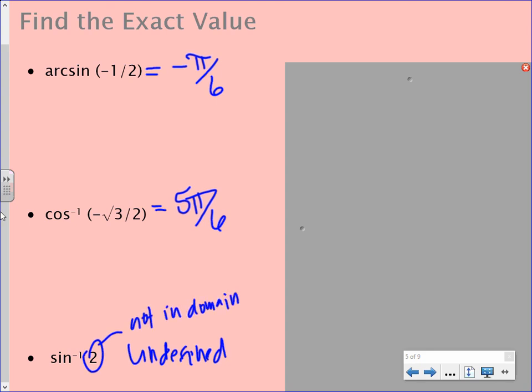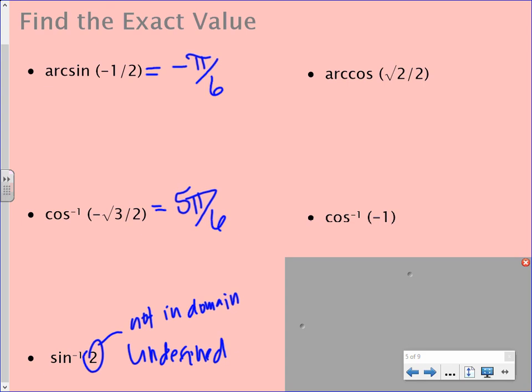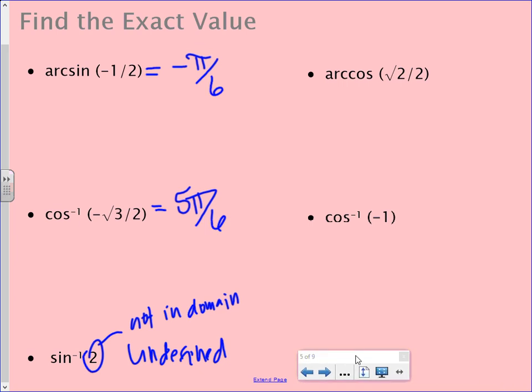Go ahead and try it in your calculators. Press inverse sine of 2. What happens? It literally should say domain error, or error domain. That's why. Don't worry about this third one yet. Go ahead and write these two examples down.